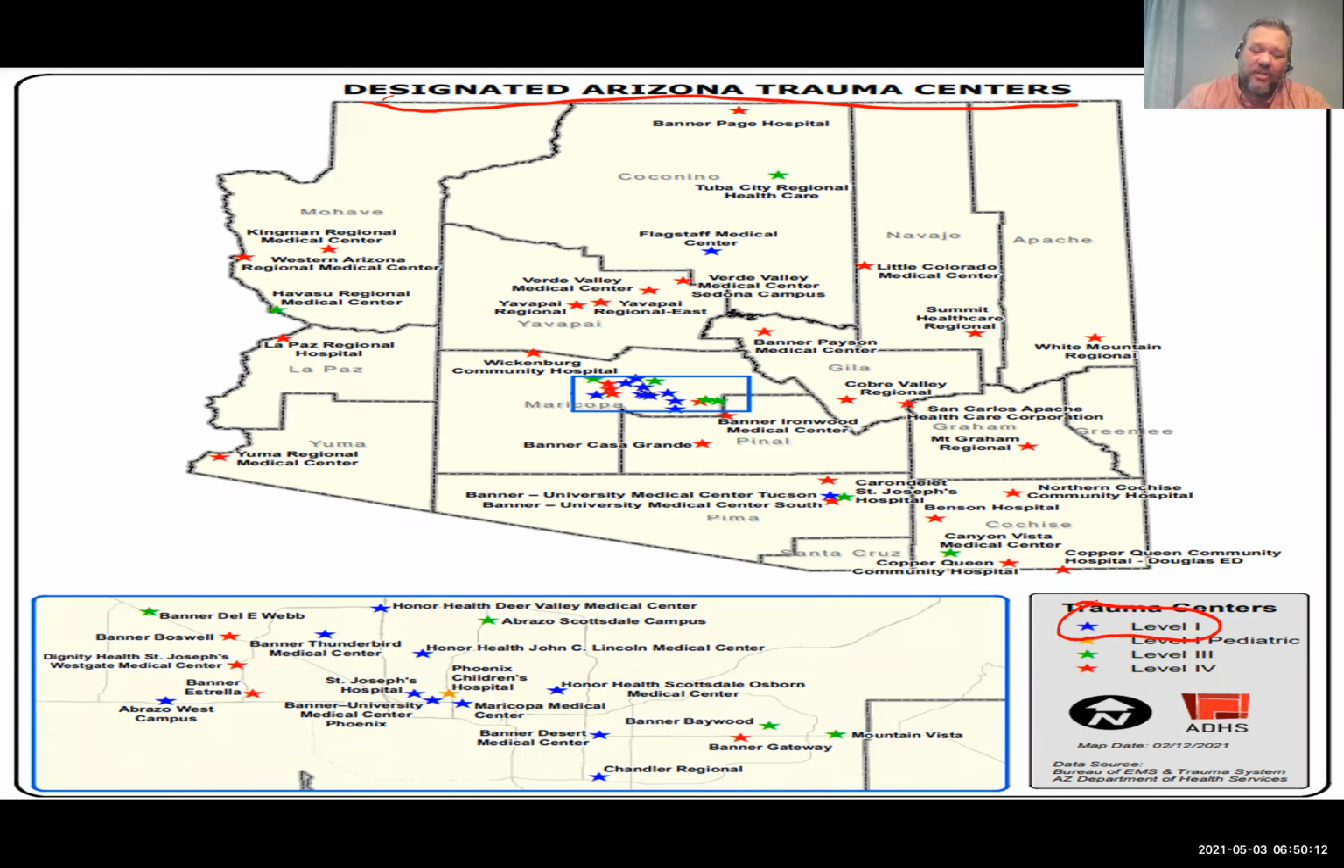So whatever happens to you, if somebody gets in a terrible car crash, they have life-threatening injuries, this level 1 can handle anything. Okay. And then we have the gold star here, which is level 1 pediatric. And then green is level 3, and red is level 4. And so as the levels go down, that just means that they can't handle quite as much as the level 1s. All right, so here's a map of Arizona.